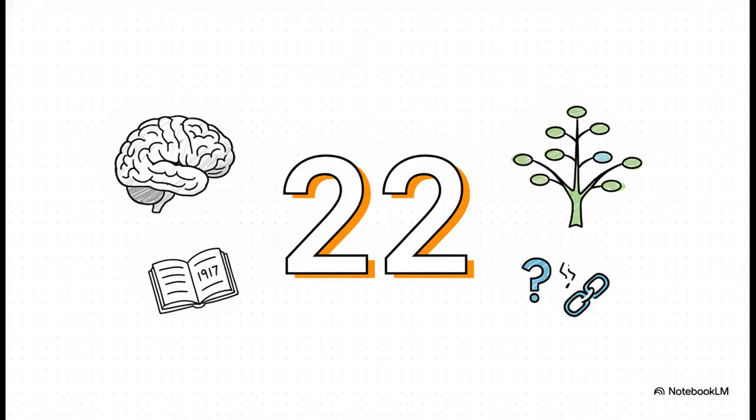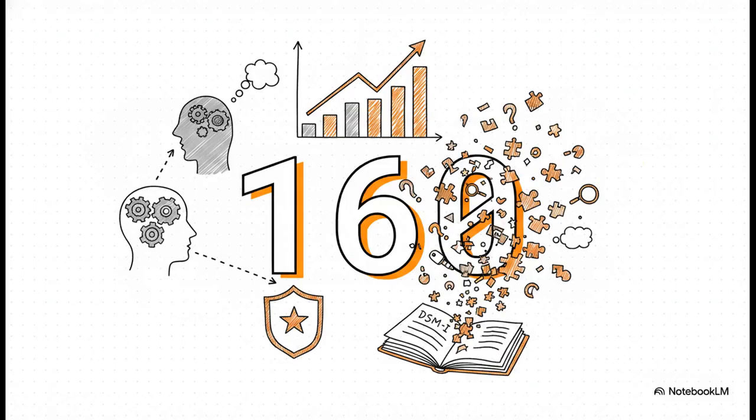Just 22. When you consider the vast, intricate complexity of the human mind, that incredibly small number really highlights how rudimentary formal psychiatric classification was at the dawn of the 20th century. But look at this staggering data jump. Following the Second World War, the U.S. military experienced this massive expansion of psychiatric involvement to screen service personnel.